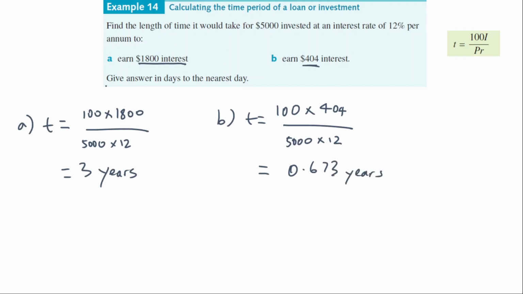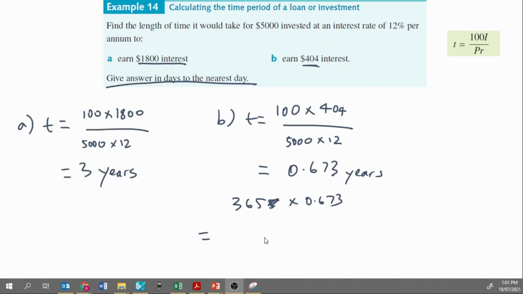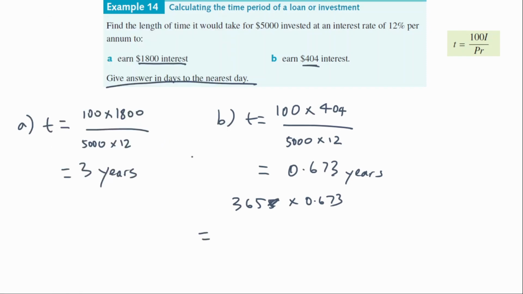So the first part of our answer is going to be 0.673 years, but we're not quite done yet because the question tells us to give answers in days to the nearest day. So there's a total of 365 days per year, so you're going to need to do 365 times 0.673, and once again, just plug that into your calculator and you get a value of 245.645, and if you round that up, that becomes 246 days. So your final answer for B should be 246 days. So just make sure you're reading the question carefully and putting it in the correct units.